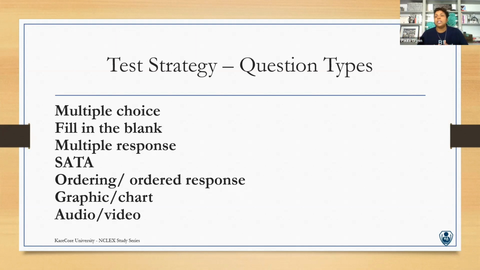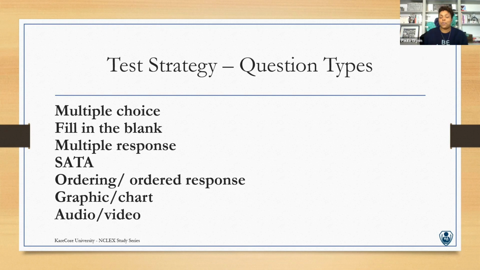Your multiple response is very similar to your SATA, or select all that apply. Then ordering response: in what order would your priority nursing interventions be? That's generally your ordered response type question. And then also your graphic or chart. Often you'll be given a chart and you'll need to look through and reference that chart to find the correct answer for your patient.